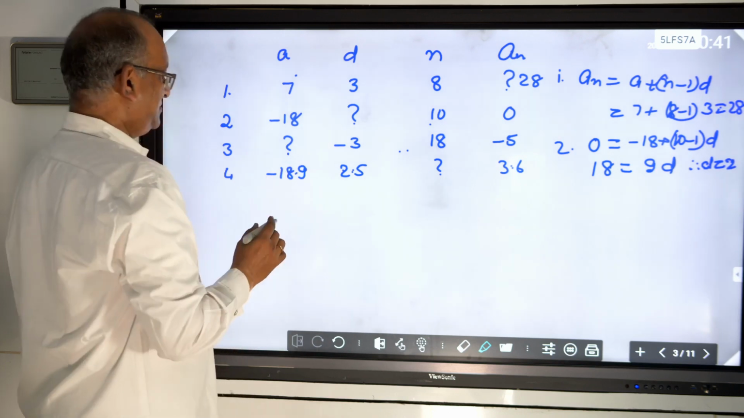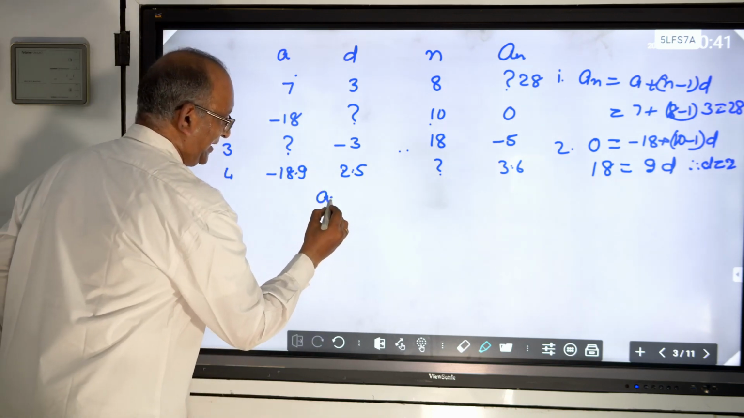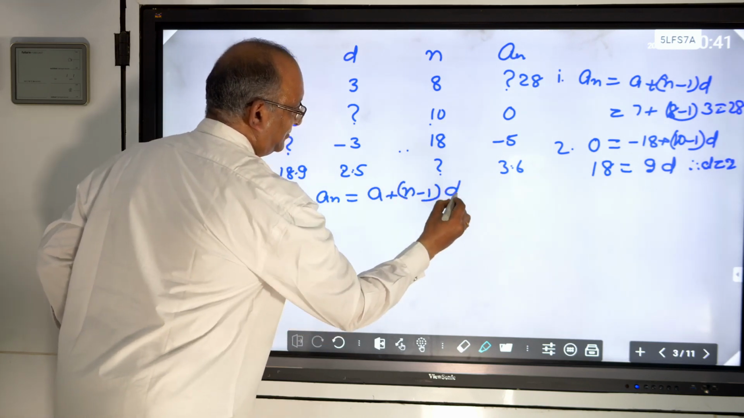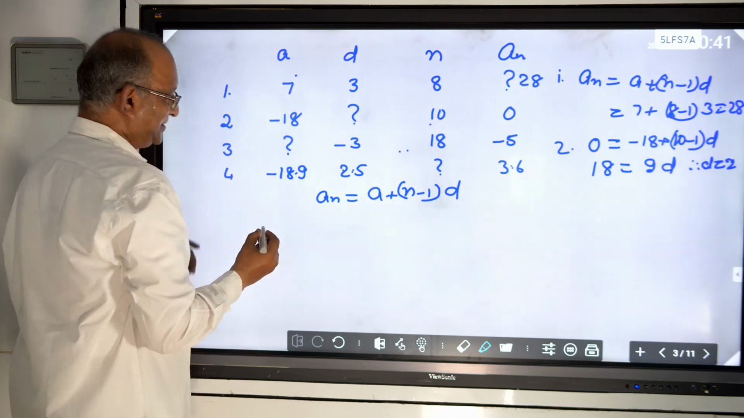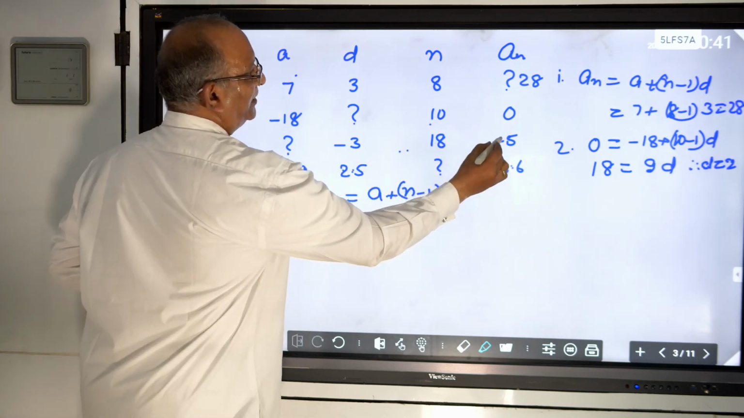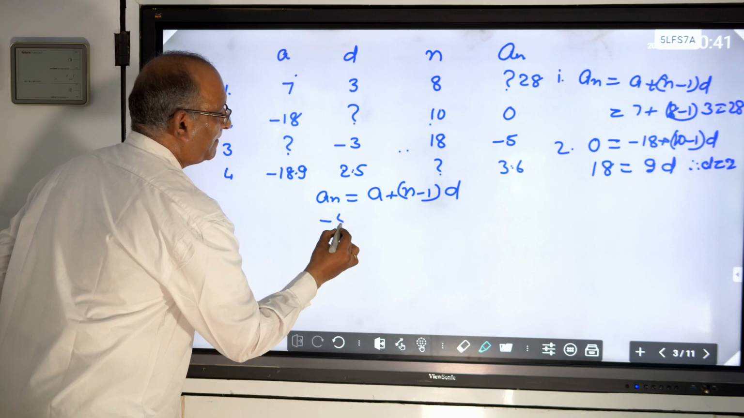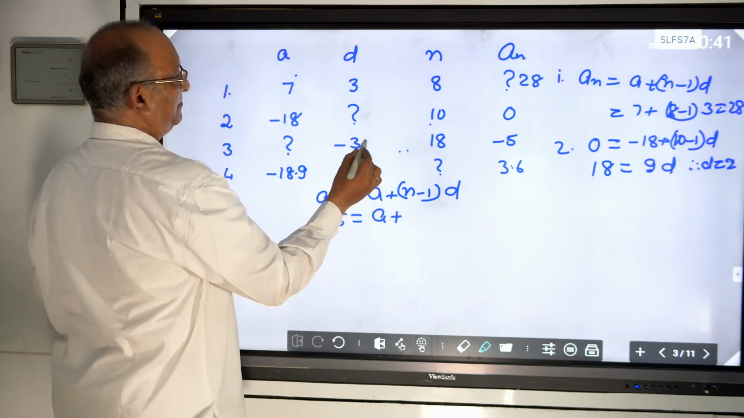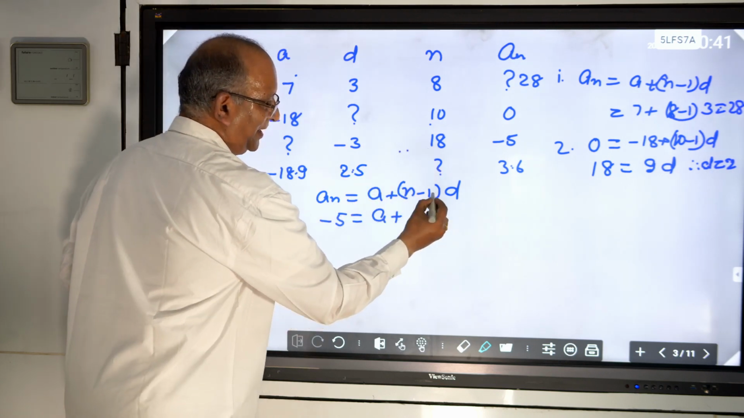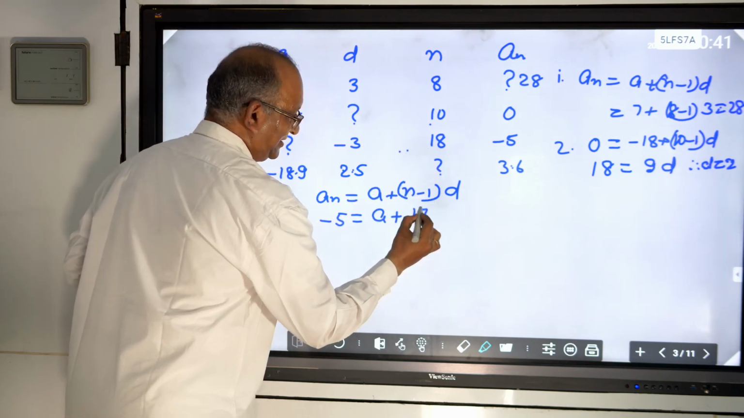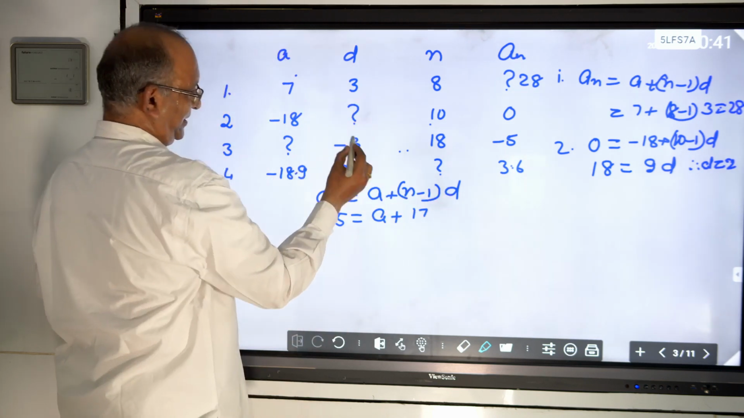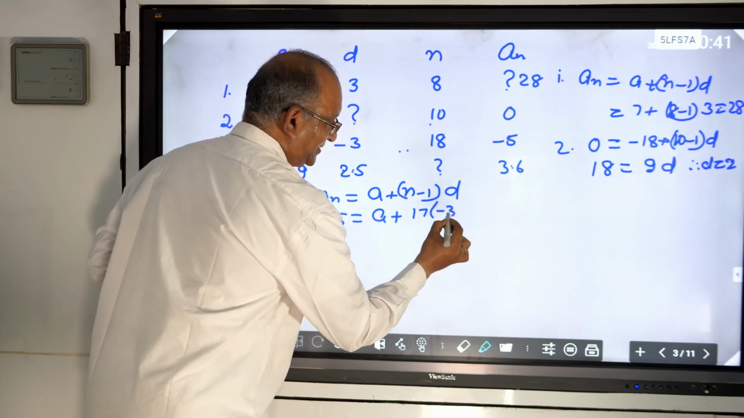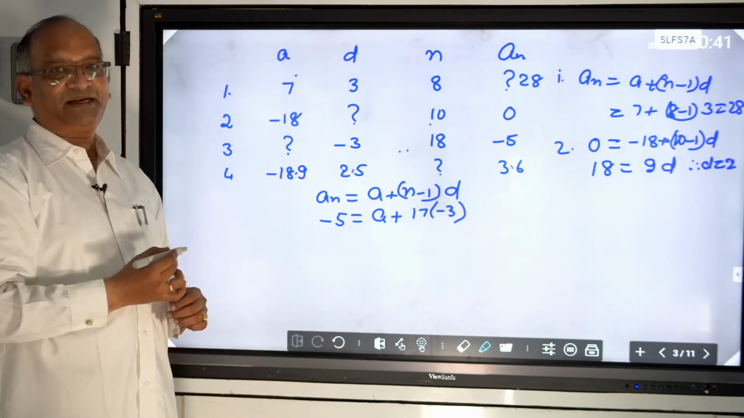In the third problem, the formula is the same. An is equal to a plus n minus 1 into d. Substitute whatever you know. A is unknown, but an is known. An is how much? Minus 5 equal to a is unknown. N, number of terms are 18. 18 minus 1, if you want, you can directly write 17 into d. D is minus 3. Since it is negative, instead of writing directly, put it in bracket.